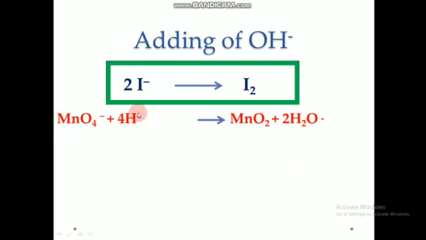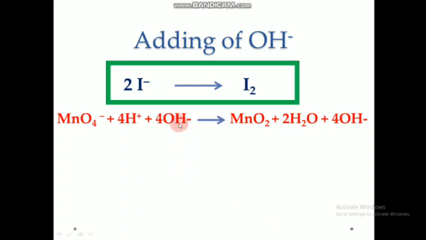Here, however many H plus ions are present, the same number of OH negative should be added on both the sides. That is what this step tells us. However many H plus ions are there in the equation, the same number of OH minus should be added on both the sides. So 4 H plus ions are there, hence we are adding 4 OH minus here, and not only here but even here. The same number of OH minus should be added to both the sides. This is the change from the acid medium. And we have told one more thing.